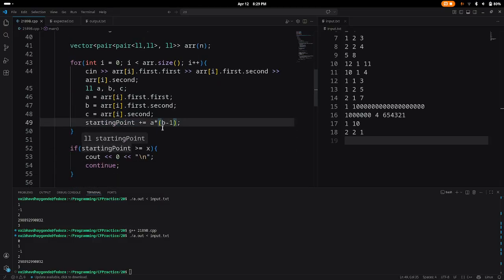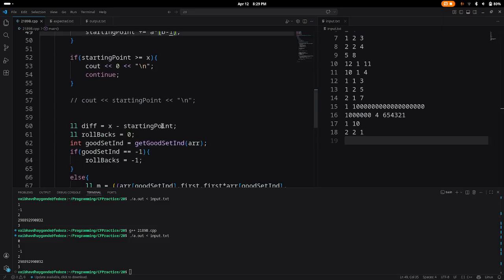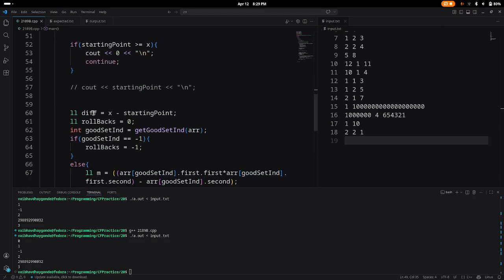First of all, we will check if starting point is greater than or equal to x. If it is, then we don't need any rollback, and we'll simply continue. Then we'll check the difference between x and the starting point, and we will initiate the rollbacks as 0. Now what is the meaning of good set ind?